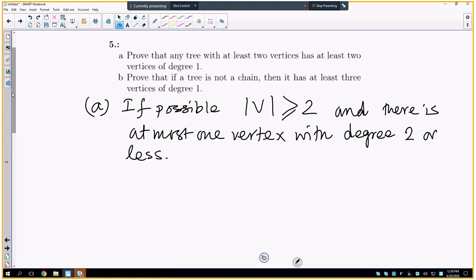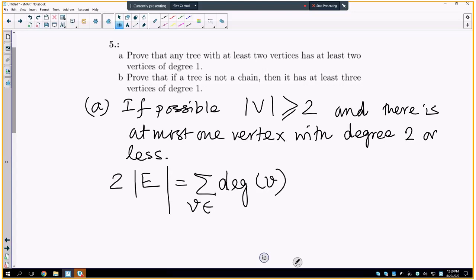So remember, 2 times number of edges, we did this thing in our study of graph theory in module 6, is equal to the sum of the degrees of the vertices in the graph, where V is in the vertex set. That's the result we have done. Now, degree of each of these vertex is at least 2, except at most 1. So I can say 2 times the number of vertices, since each of them has degree at least 2.